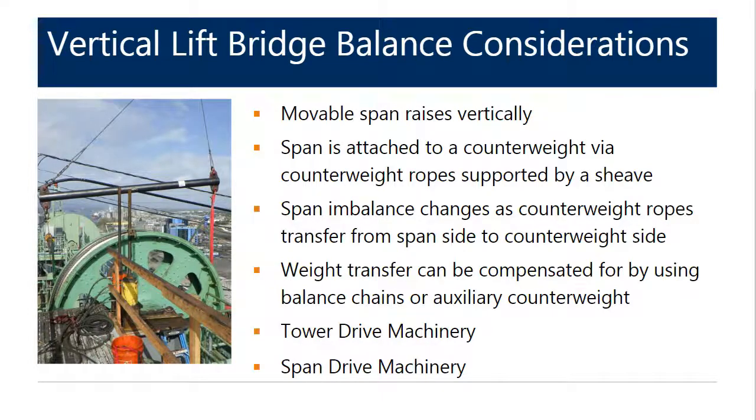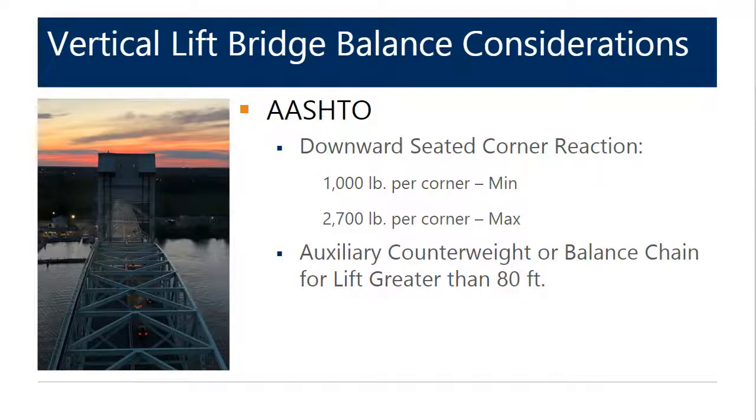There are two types of vertical lift bridges that we've already presented: the tower drive and the span drive. Whether a tower drive or span drive vertical lift bridge, for a vehicular bridge, ASTRA provides commentary for a vertical lift bridge imbalance to have a downward reaction ranging from 1,000 pounds to 2,700 pounds span heavy per corner. ASTRA also prescribes that a vertical lift bridge have an auxiliary counterweight or balance chain system for lift heights over 80 feet to compensate for the counterweight rope weight change during operation.